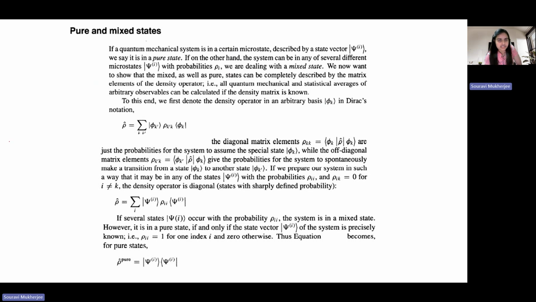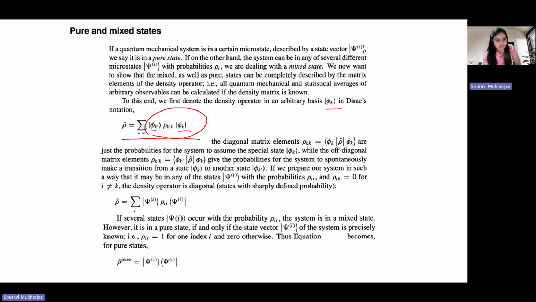If we look at this here, the density operator is given as something like this. It's telling you that you choose some arbitrary basis, phi k. Then you choose a basis of vectors, and from there you have one vector phi k, another vector phi k prime, and you define the density operator as something like this, where there is this rho k prime k, and you have this outer product of phi k and phi k prime as written here. Now what is this term telling you?